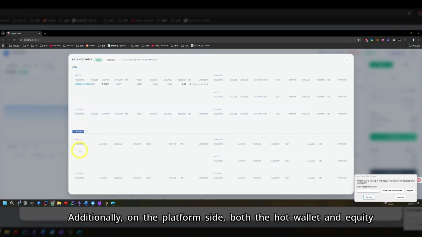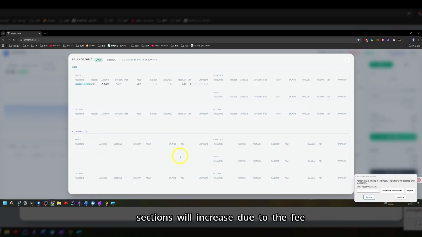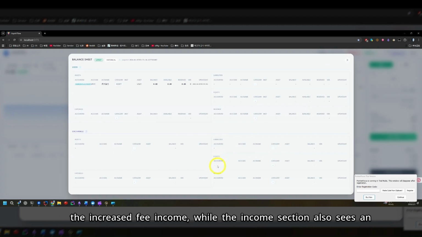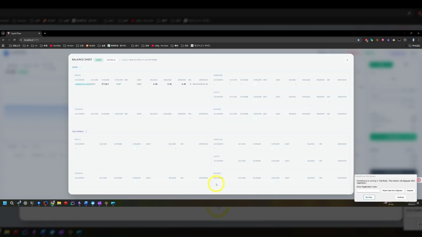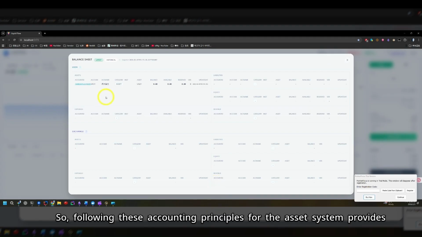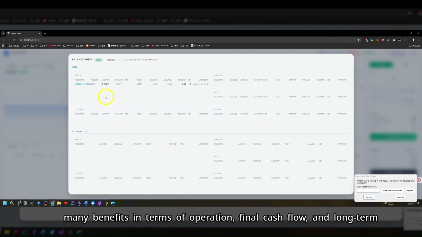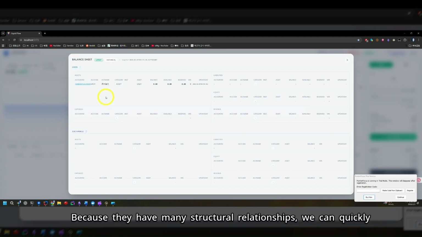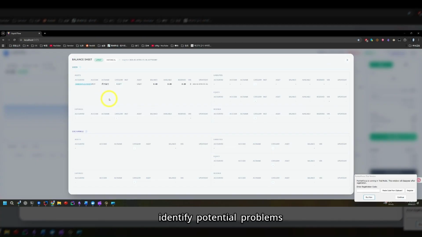Additionally, on the platform side, both the hot wallet and equity sections will increase due to the fee. For instance, the hot wallet increases and the equity section reflects the increased fee income, while the income section also sees an increase in fee income. So following these accounting principles for the asset system provides many benefits in terms of operation, final cash flow, and long-term maintenance reliability. Because they have many structural relationships, we can quickly identify potential problems. Second, pinpoint exactly where the issue is.